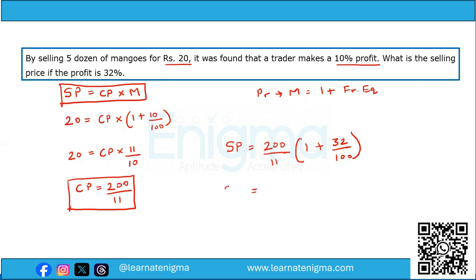So it becomes selling price equal to 200 by 11 into 132 by 100. So zeros get cancelled out. This becomes 11 into 12. So therefore, selling price for 32% profit becomes 24.